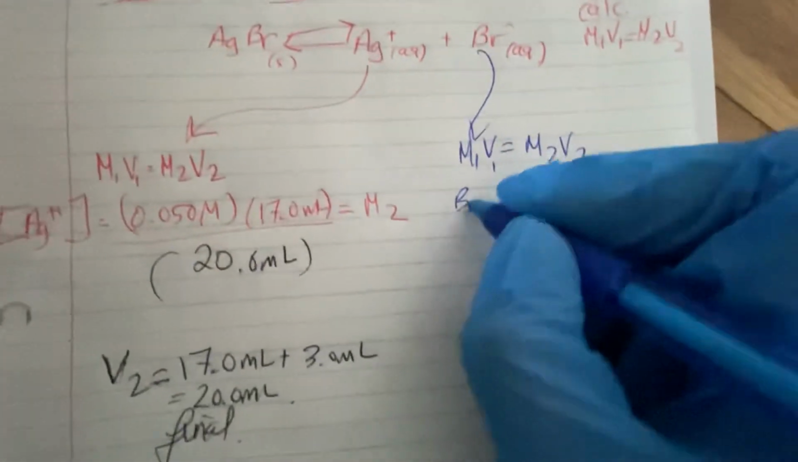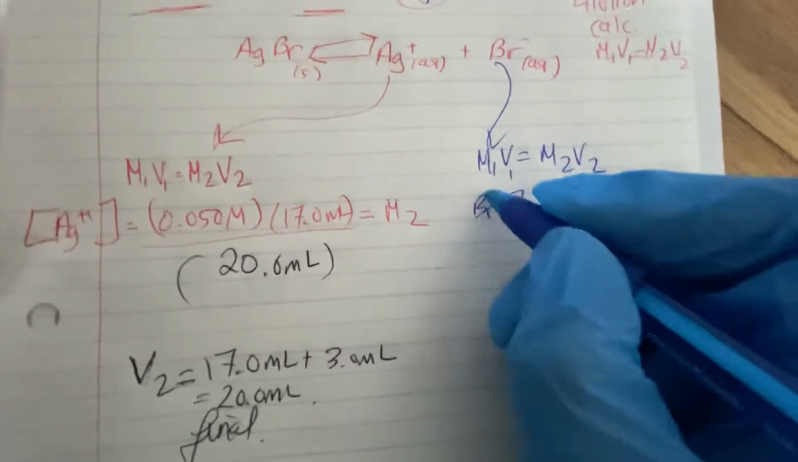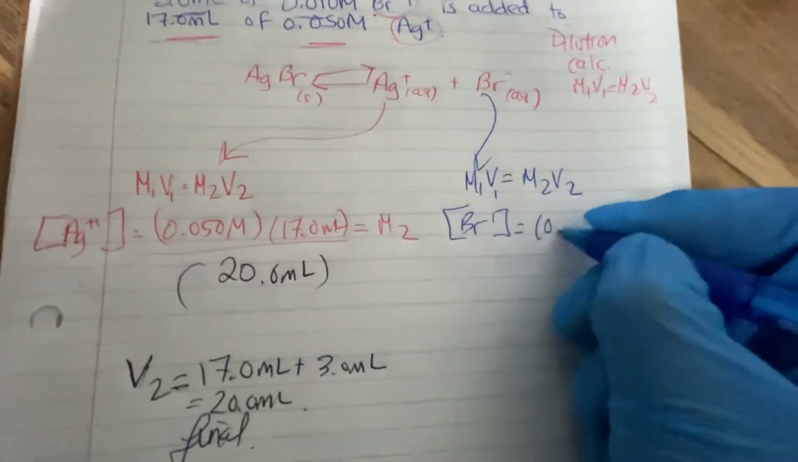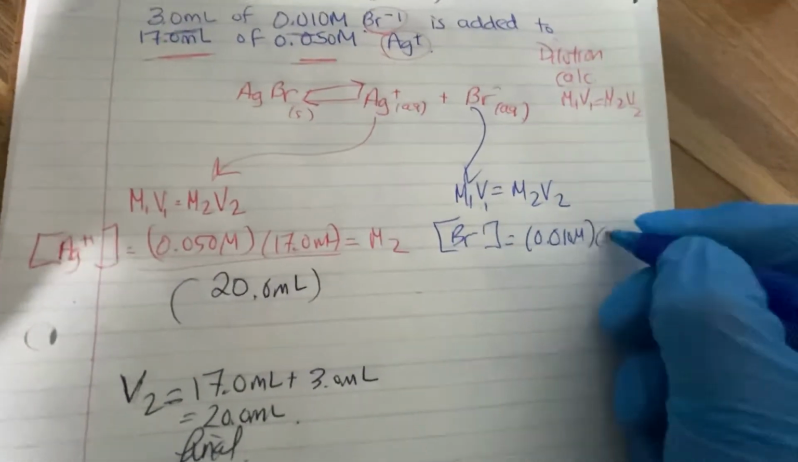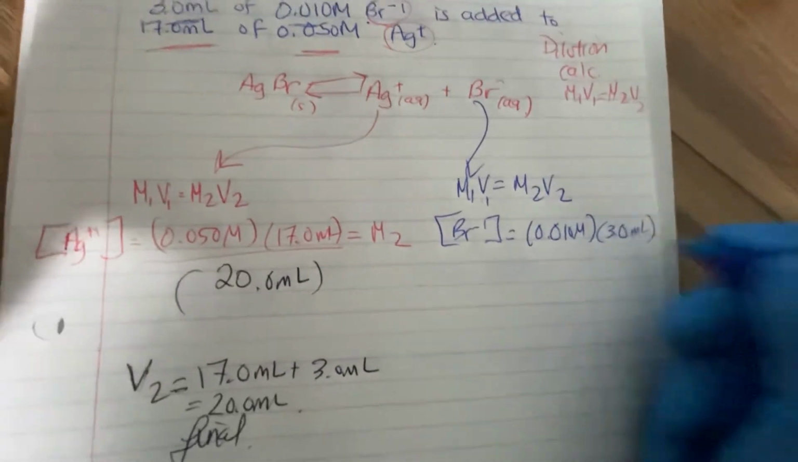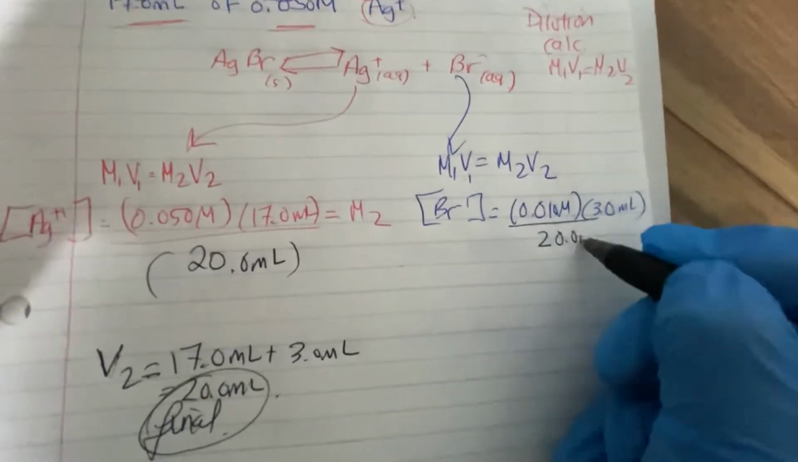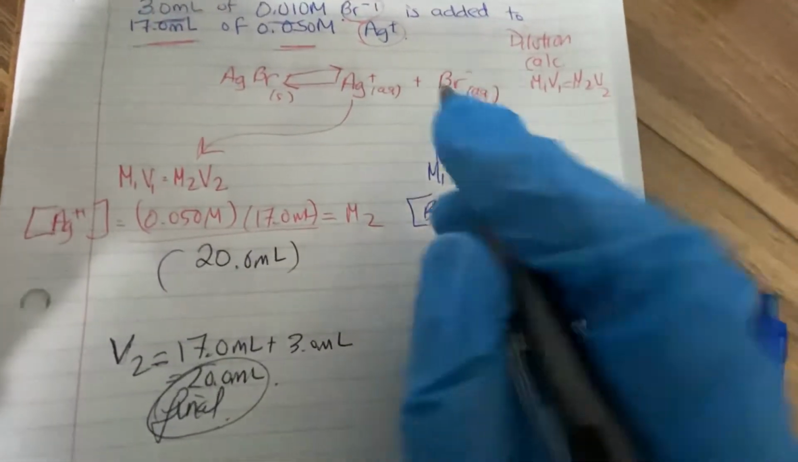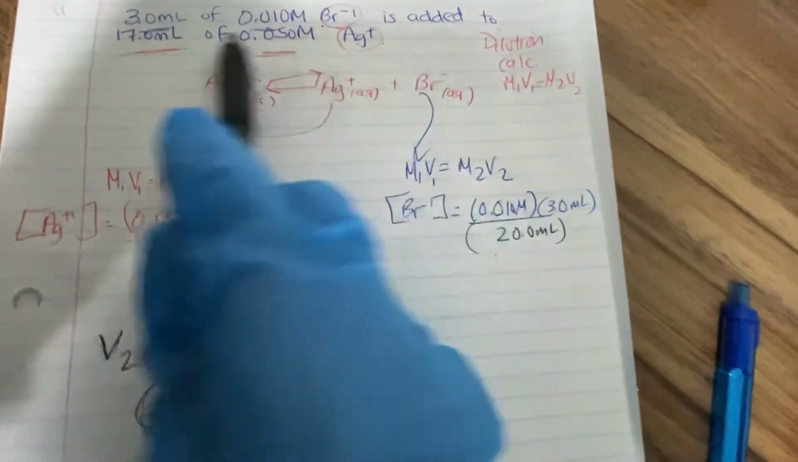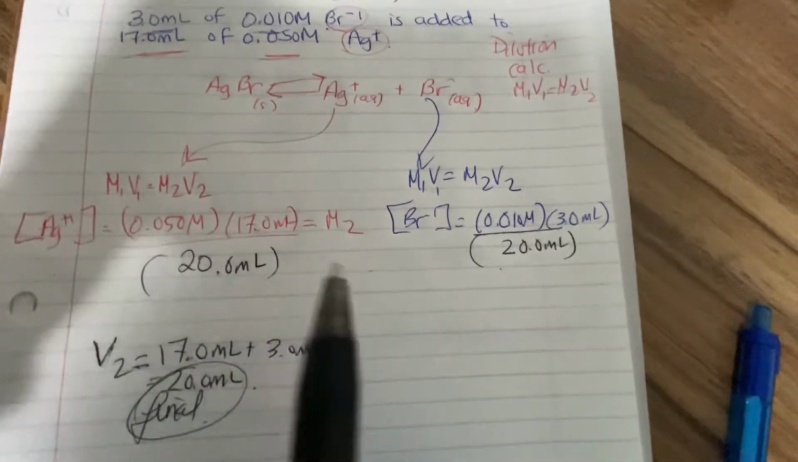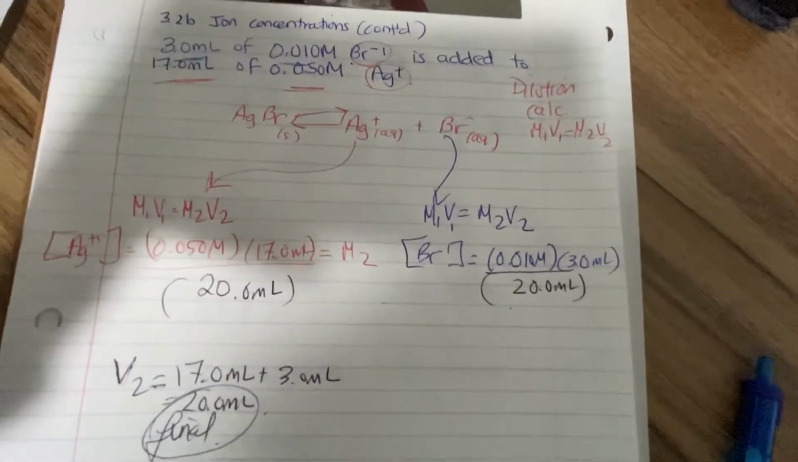So the Br- is going to be the 3 mL and the 0.01. For Br-, what we have is 0.010 molar times 3.0 mL, and we have the common volume, which is 20 here. The reason it's 20 mL is because you're mixing both of these solutions together. They're being added together, so you're taking the 3 mL and the 17 mL, so the final volume is going to be 20 because they're being mixed into the same beaker. Okay, so just make sure you're aware of that.